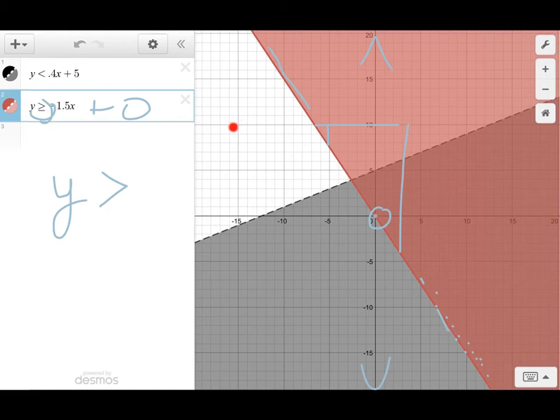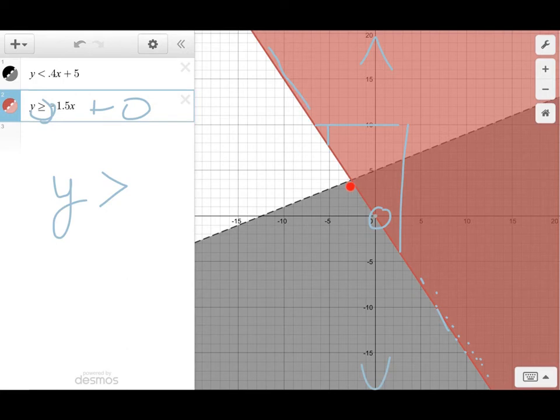Once again, this area meets none of the conditions. This area meets one condition. This area meets one condition. The double shaded area is the area that is the solution to the system. Every point in here is true in both inequalities.